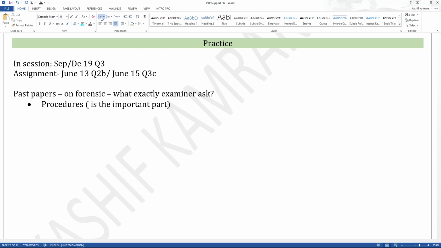Besides procedures, what else does the examiner ask you? In June 13, procedures. In June 15, procedures. In September, December 19, procedures. So procedures is a regular feature. Besides that, the examiner asks you matters to consider when invited to perform a forensic investigation. This has come a couple of times.